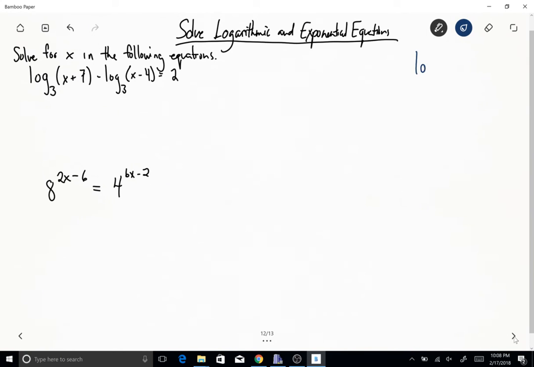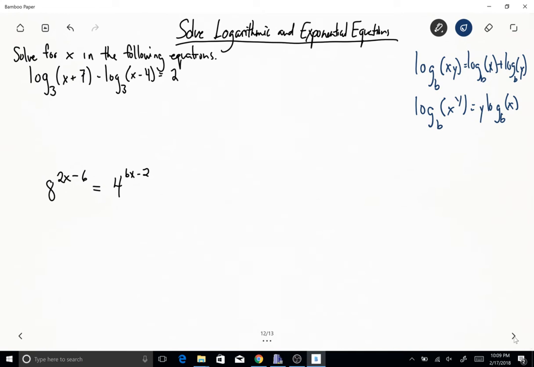Another law of logarithms, if you have a log base b of x times y, that's a log base b of x plus a log base b of y. And then if you have a log base b of x raised to the y, you can bring that power on down, y times log base b of x. And those work wonders for you. So Charlotte, let me know if this is kind of the problem you're looking for.